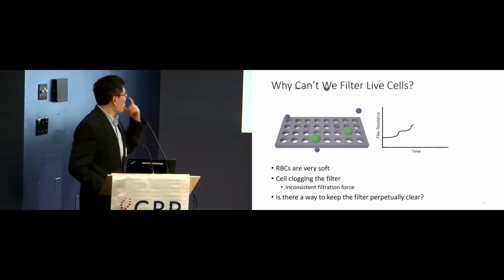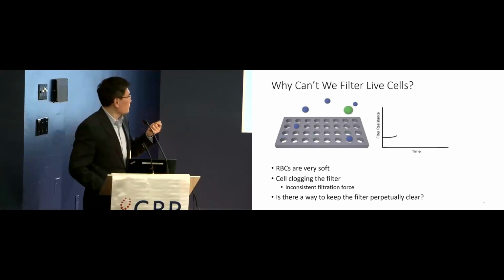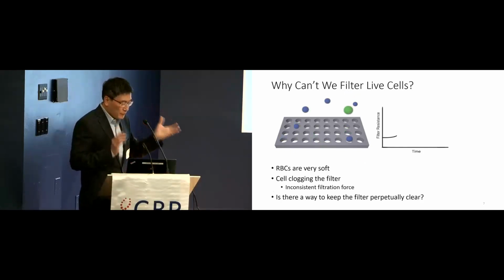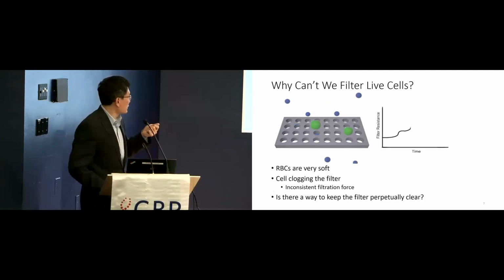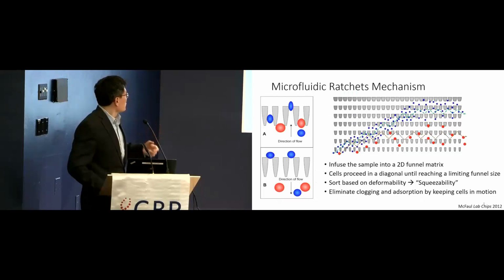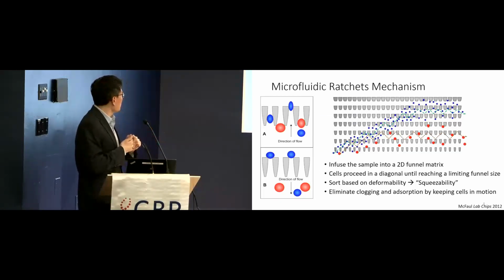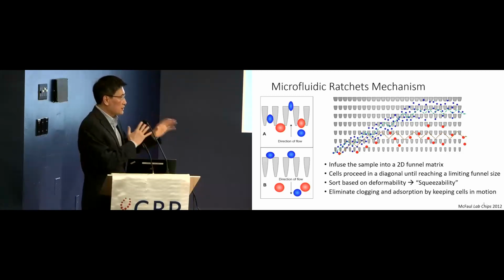Okay, and so one way that we try to keep this is say, okay, well, is there a way that we can always keep the filter fresh? Because in the very beginning, the cells are getting a very precisely controlled force. It's just over time, cells start to accumulate. That's when the problem occurs. So the mechanism we developed to overcome this is this idea of a ratchet. Okay, so the ratchet is something that has an asymmetry where you go one direction, you have like a certain response, and then in the opposite direction you get a different response.